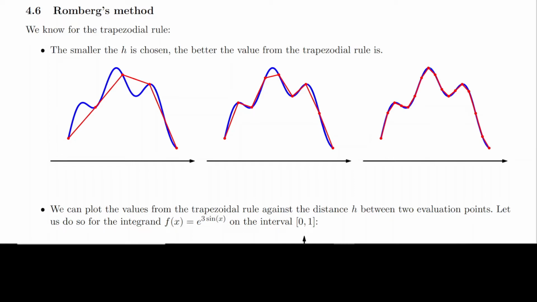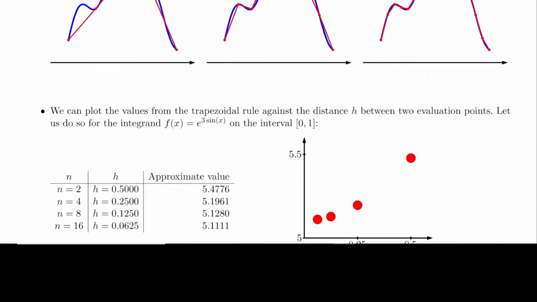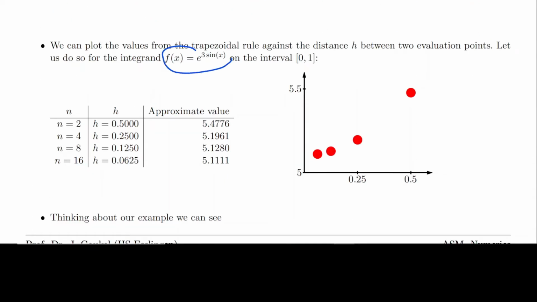So what is the idea of Romberg? Take the function e to the power of 3 times sine x, and integrate it from 0 to 1. If you use two parts, then h is a half, and applying the trapezoidal rule will give you an integral value. This is that point, 5.4766, and where does it come from?